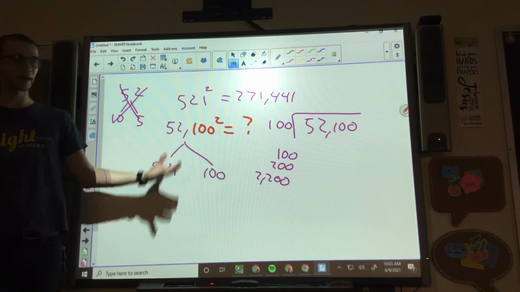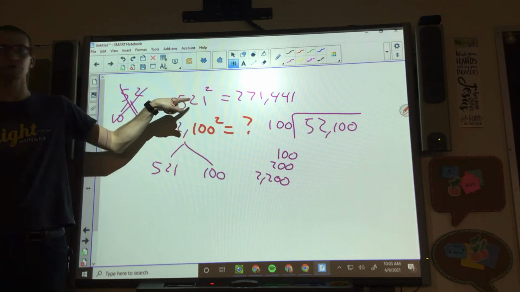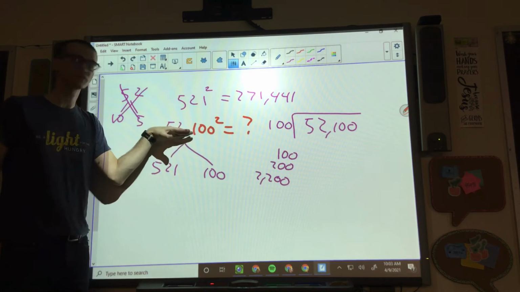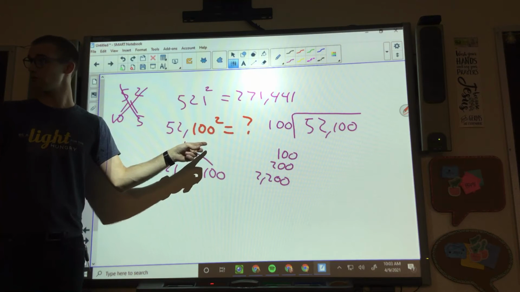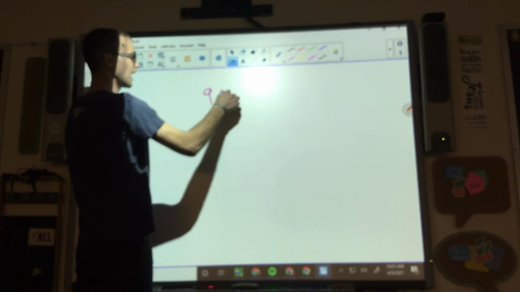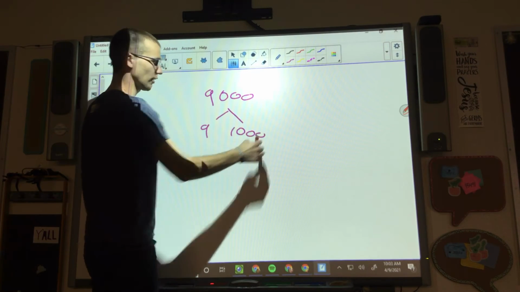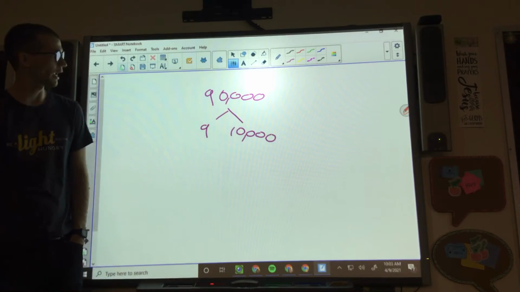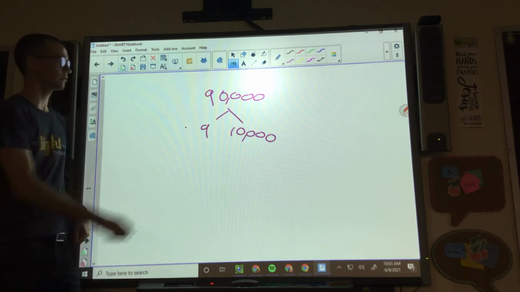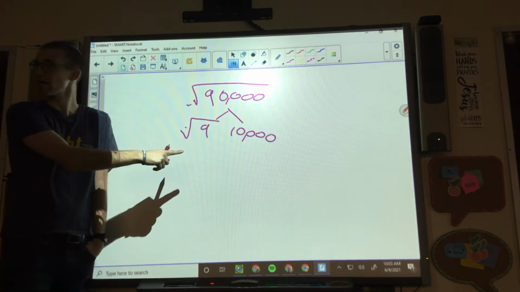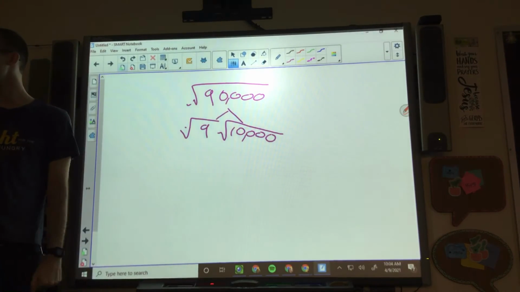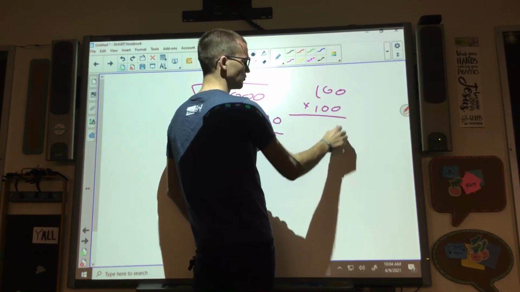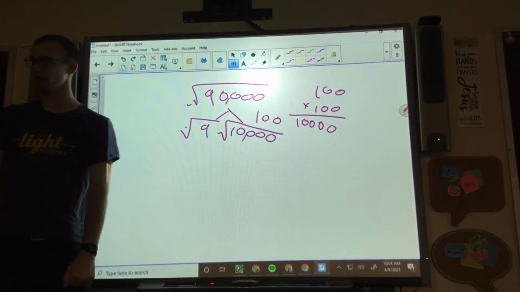Ultimately, my goal is, if I have 52,100, I want to relate it to this. I already know what 521 squared is, so I need to figure out what the other thing in here is. Every time you have a zero in there, if I say 9,000, I can break it up into 9 times 1,000. If I'm trying to find the square root of 90,000, I'm going to take out 9 and 10,000, because I know what the square root of 9 is, and I know what the square root of 10,000 is. 2 zeros means 100, because 100 times 100 is 10,000. So I know the square root of this is 100.